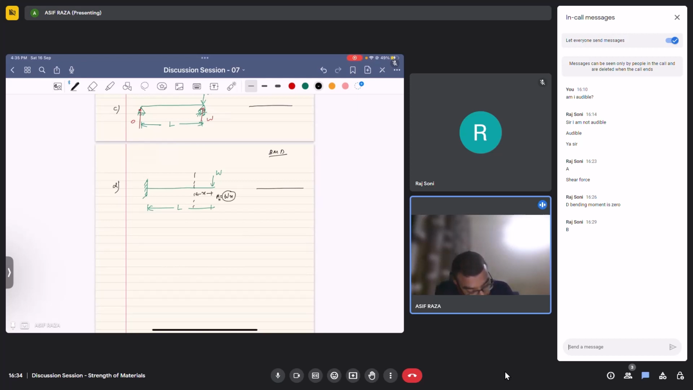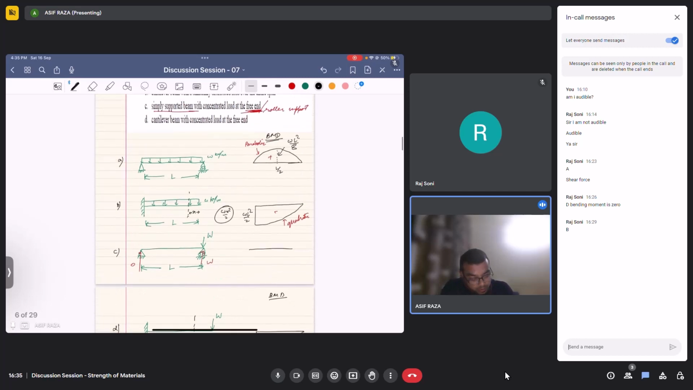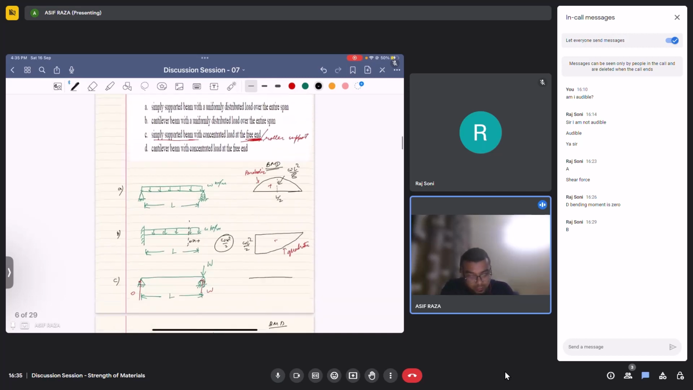So this would give me, if I start from the right hand side, at x equal to 0 it would be 0, and at the left hand side x would be equal to L, that would make this WL. So these are the bending moment diagrams pertaining to all the structures provided.